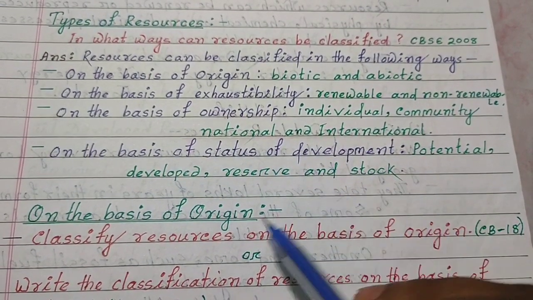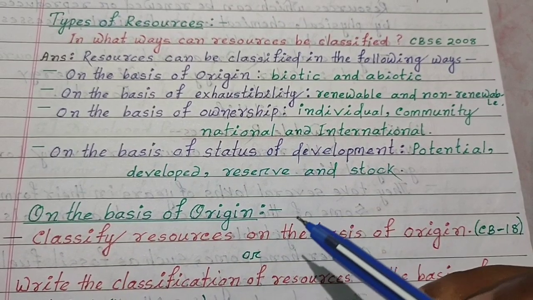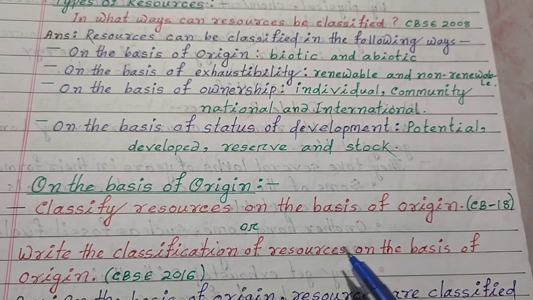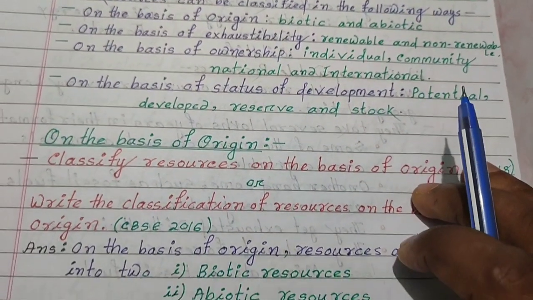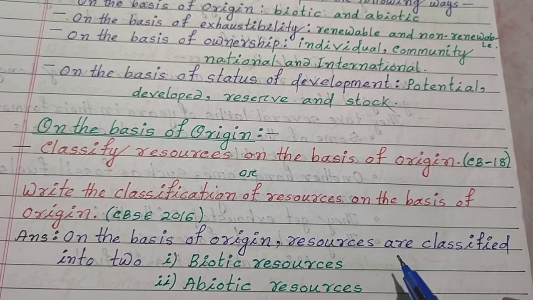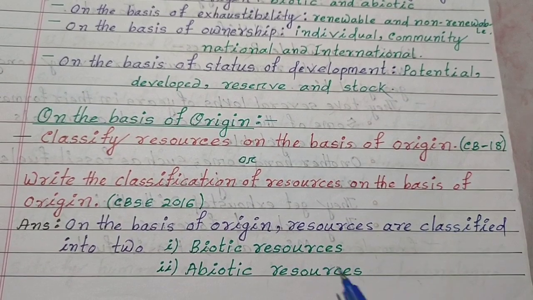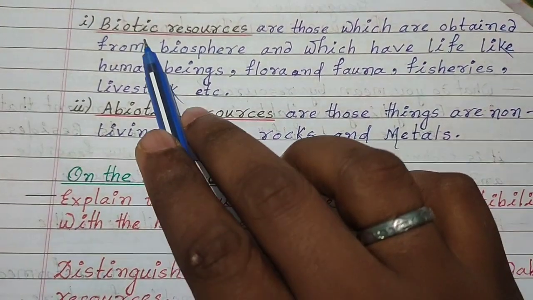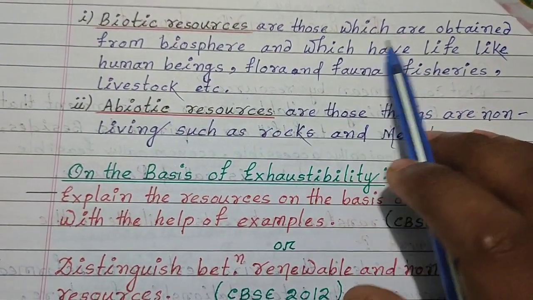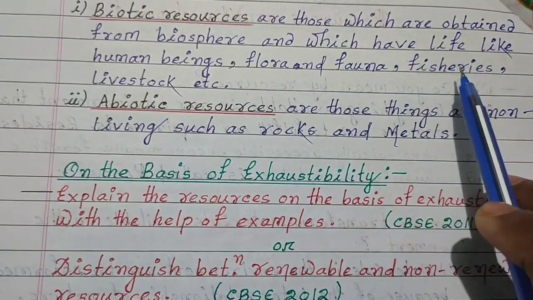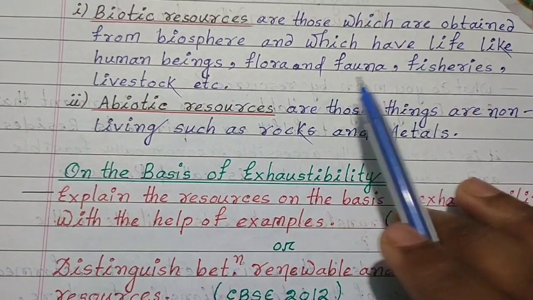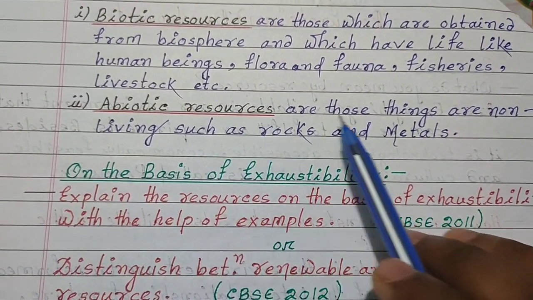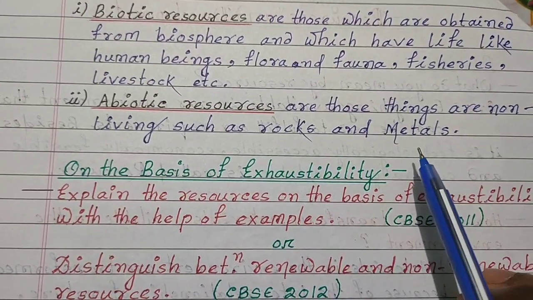Now let us discuss the basis of origin. The question may be: classify resources on the basis of origin, or write the classification of resources on the basis of origin. On the basis of origin, resources are classified into two categories: biotic resources and abiotic resources. What is a biotic resource? Biotic resources are those which are obtained from the biosphere and which have life, like human beings, flora and fauna, fisheries and livestock. What is an abiotic resource? Abiotic resources are those things that are non-living, such as rocks and metals.